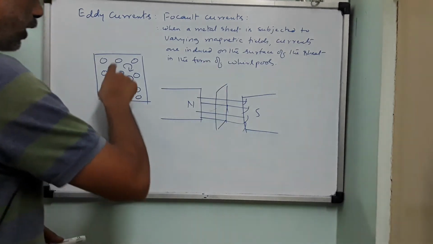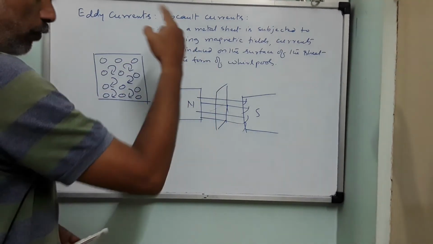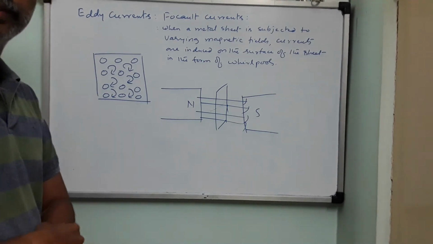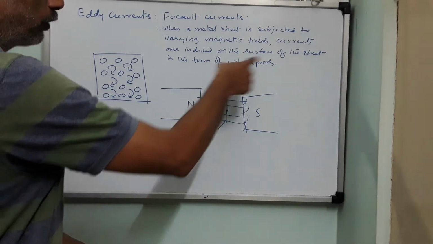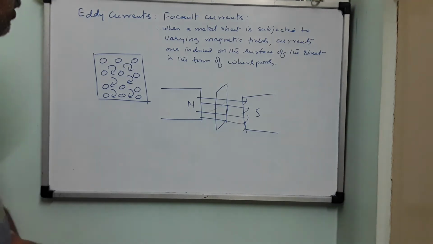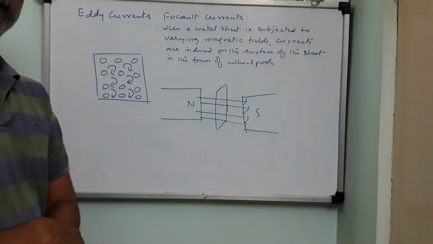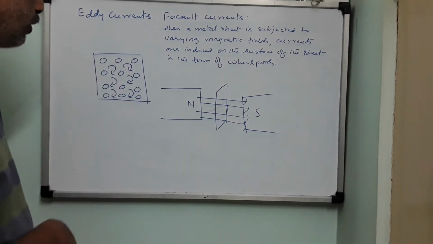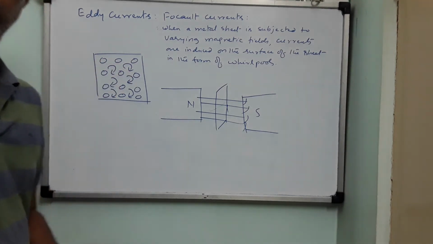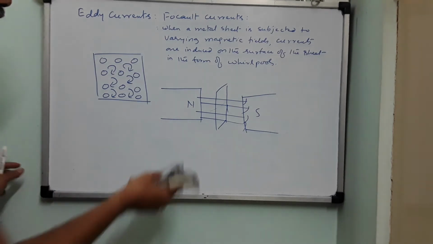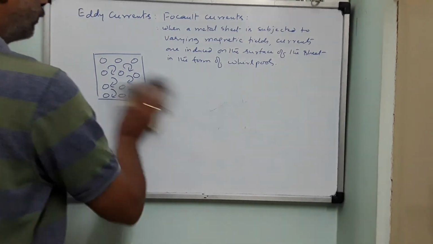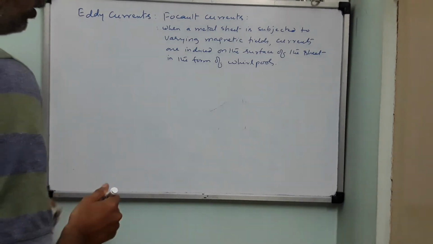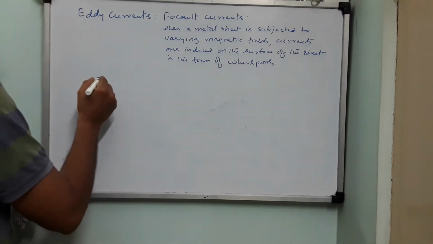When it is entering, if the current is in this direction, when it is moving up it will be in the opposite direction. Either way, because of change in the flux, currents are induced on the surface, which are called eddy currents. To minimize the magnitude of eddy currents, you have to either make holes in the sheet or make slots. That point we will mention here. Eddy currents are minimized.